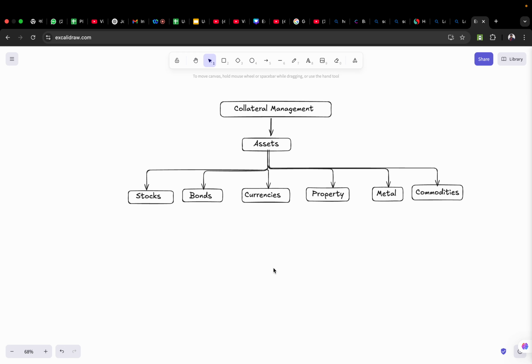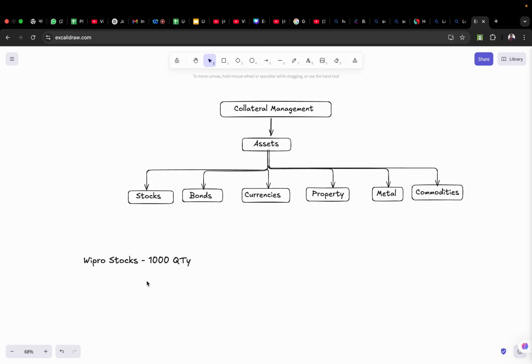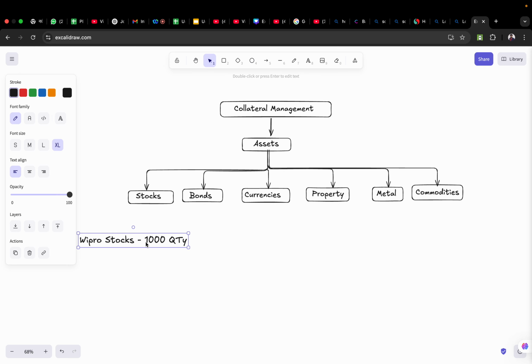See, in finance, guys, what happened, let's take a hypothetical example. Okay, a very hypothetical example. You have Wipro stocks, all right, with thousands of quantities, and you are holding them, meaning you have fully paid the amount, you're holding that, so it's your asset.